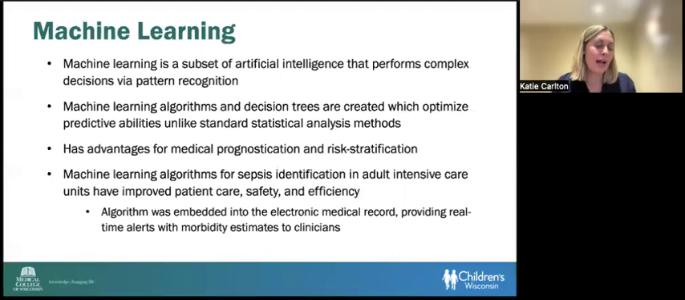And machine learning algorithms for sepsis identification in the adult intensive care unit have improved patient care, safety, and efficacy and efficiency. An algorithm was embedded into the electronic medical record in the adult ICU population that actually provides real-time alerts for morbidity estimates to the clinician. And this really allowed us to bring AI to the bedside.